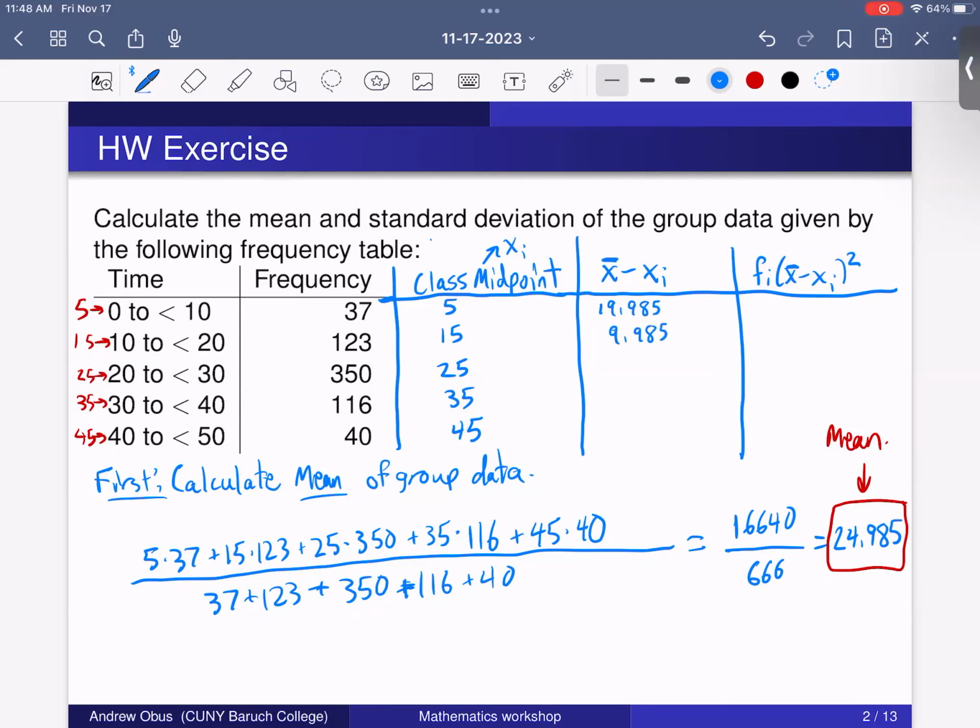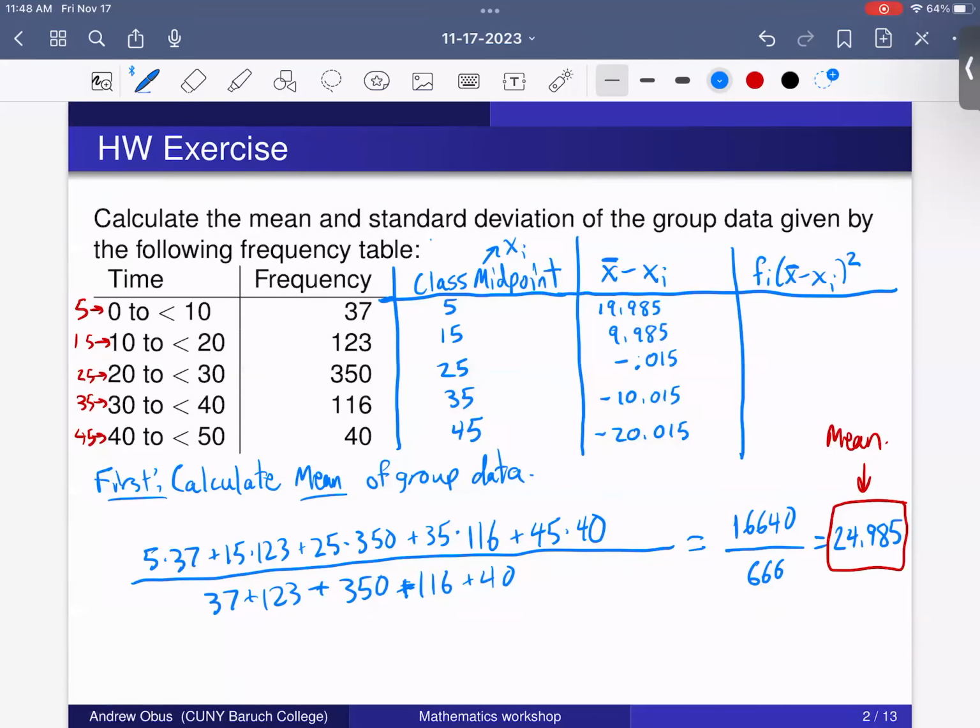This will give us, so we subtract: this is negative 0.015 when you subtract this minus 25. And then each other thing is 10 more. So minus 10.015 and minus 20.015. Okay.